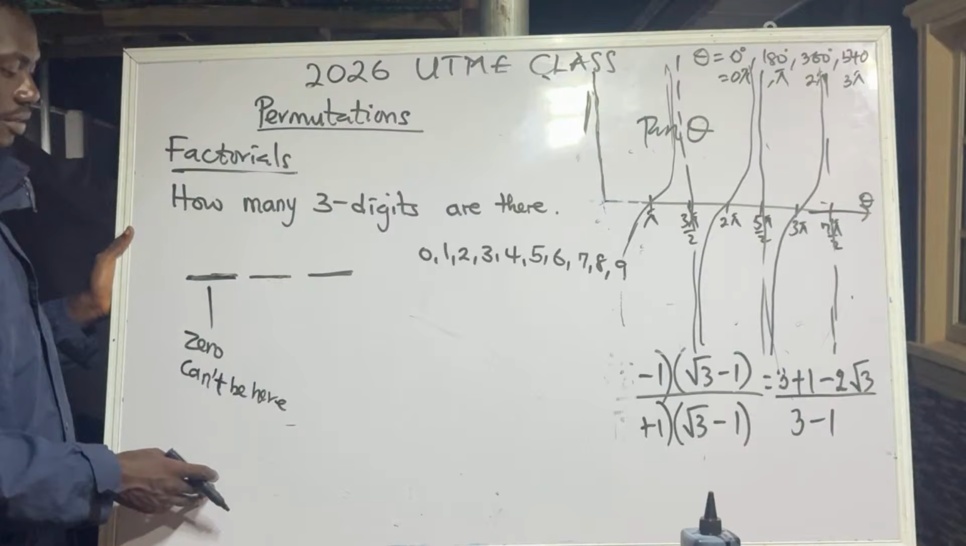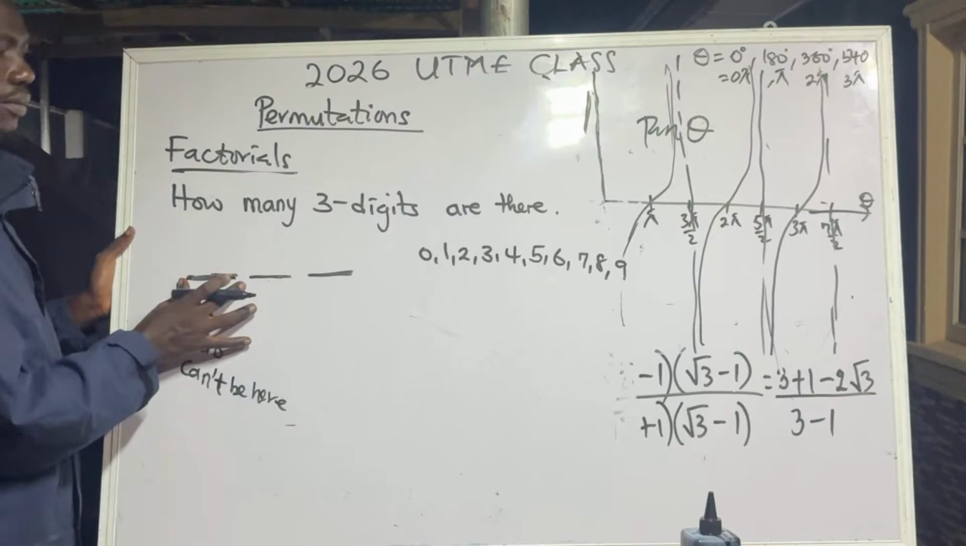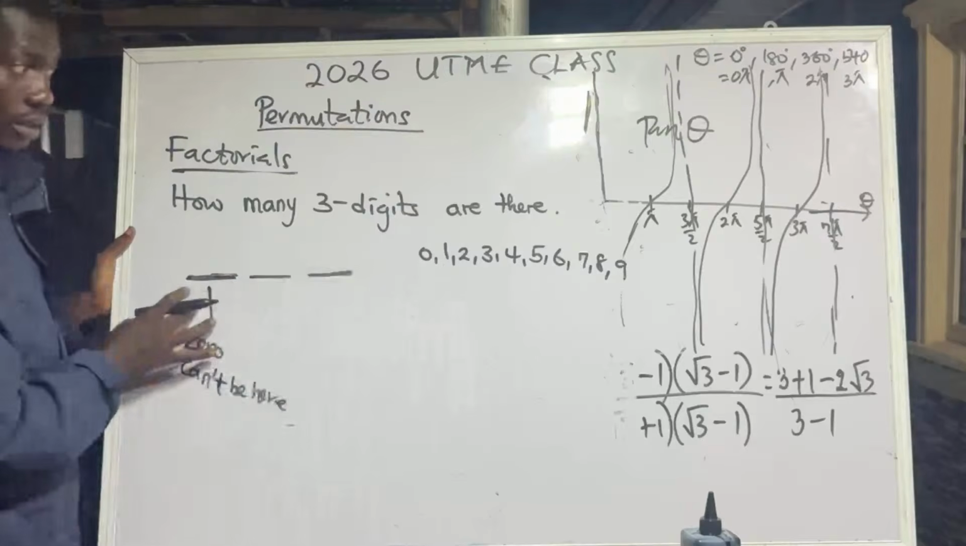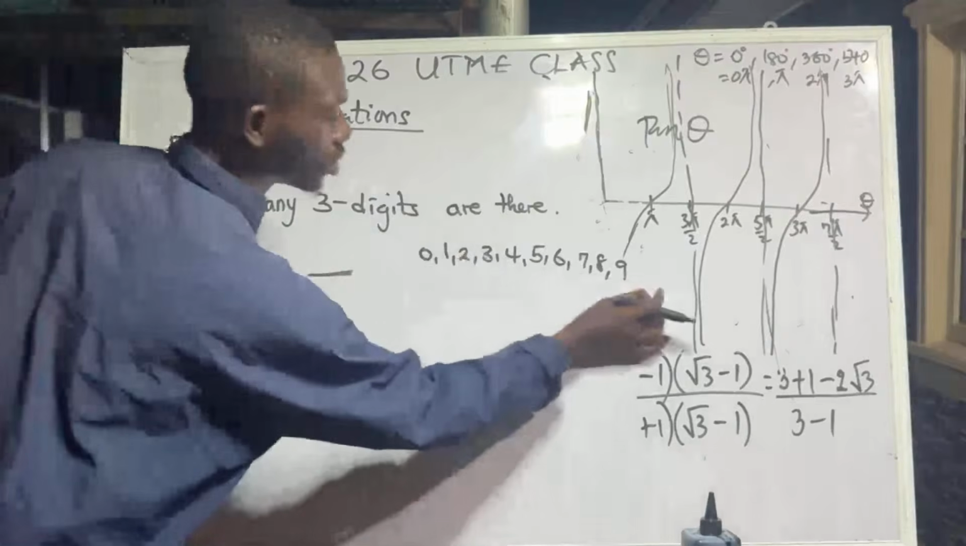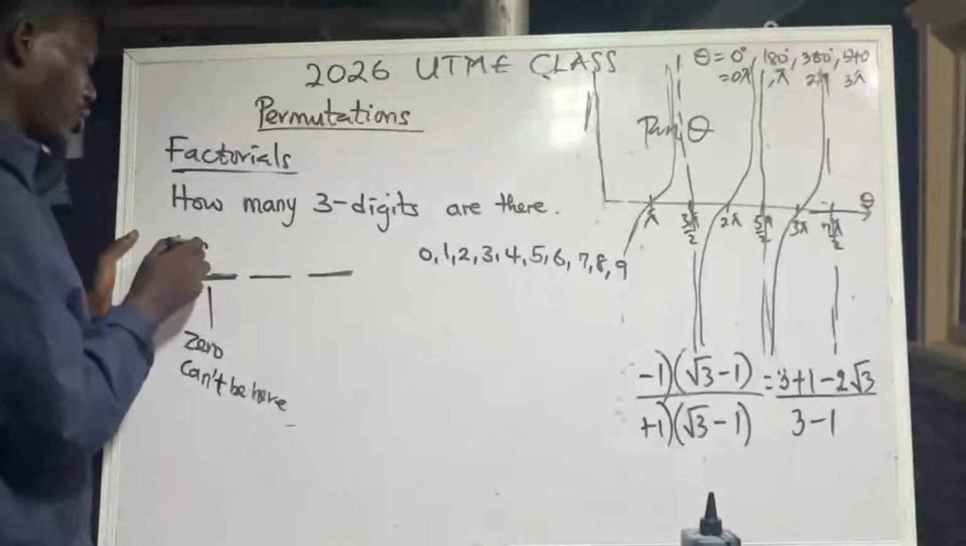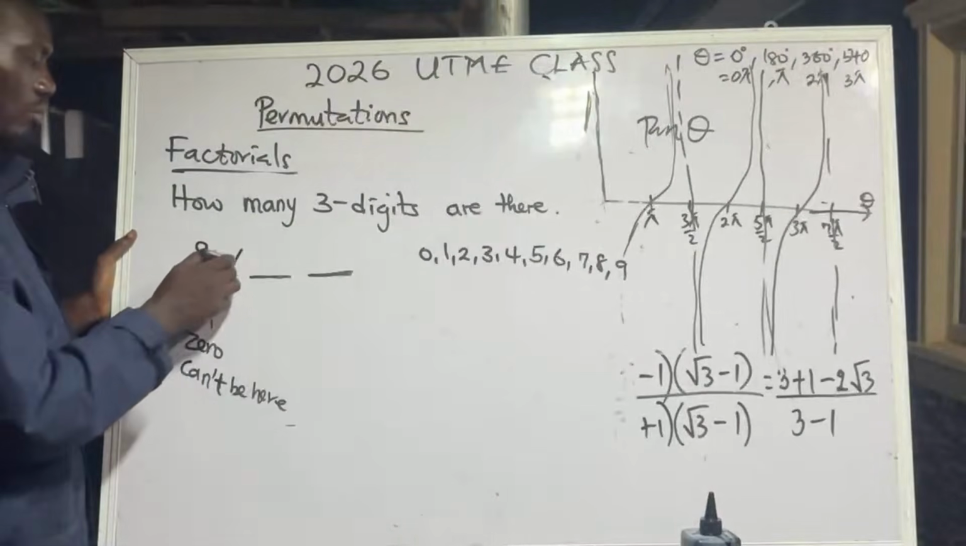Do you get that now? So, how many options is this one having now? Because 0 cannot be here. How many options is this thing having? 9 options. So 9 options. Okay? 9 options. Good. Multiply by.